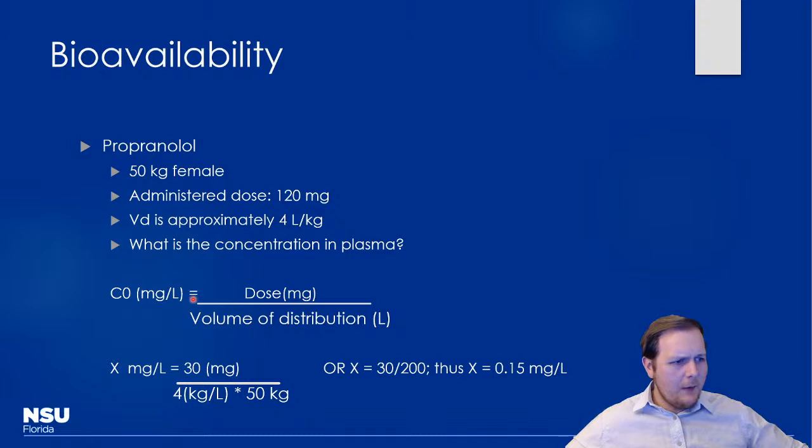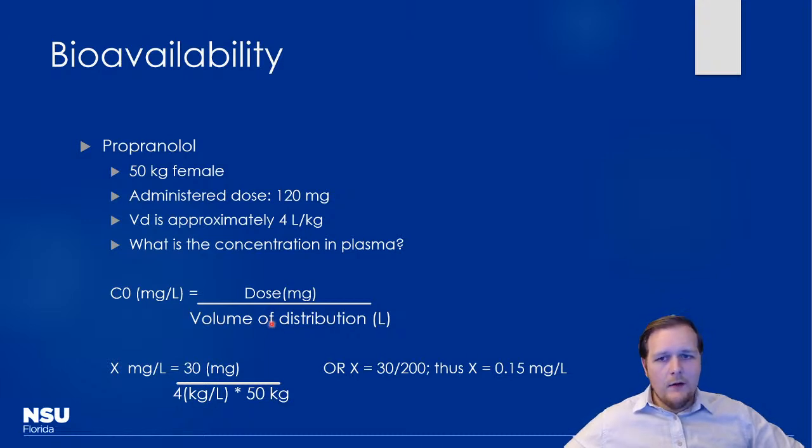I do this all the time with antibiotics, right? I can figure out specifically what I think is going to be a therapeutic dose for a patient based off of the C0 that I'm shooting for. But going back to this example, remember it's only 25% bioavailability, so of that 120 milligrams, only 30 actually got through, right? So I'm going to use 30 as my dose here, and then I'm going to divide that by the volume of distribution for this particular patient.